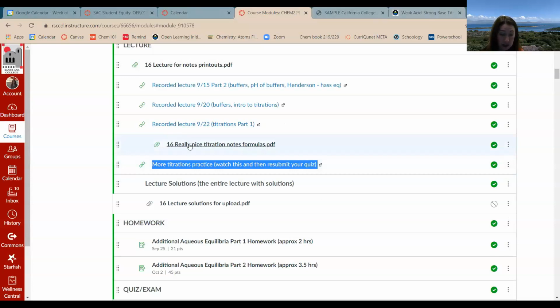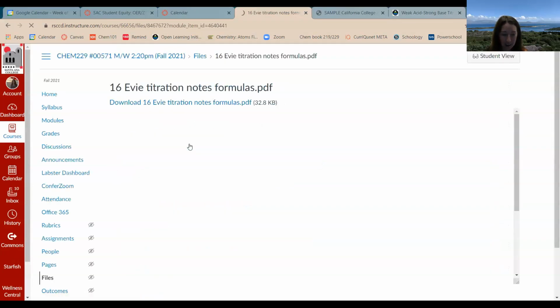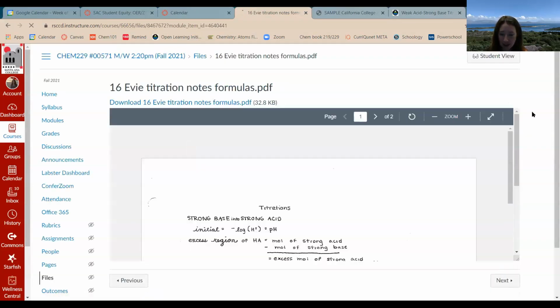Also, I want to show you, these are from a student I had like 10 years ago. These are Evie's really, really beautiful titration notes.